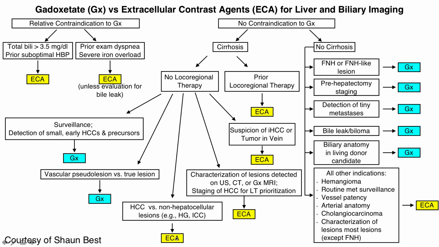So when do you give Eovist? You give it when you're trying to differentiate a vascular pseudo-lesion from a true lesion, and we do this all the time at UCSD. We do it for surveillance. When you're trying to detect small early HCCs and their precursors, then Eovist can be very, very helpful.